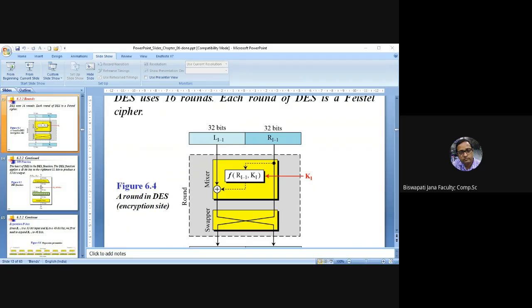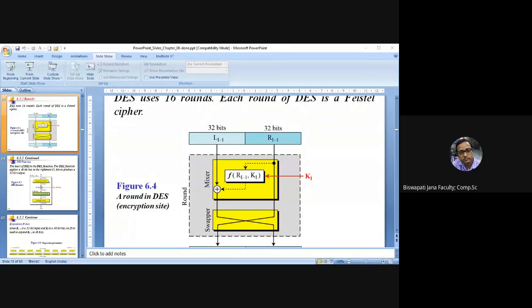So many questions are there, like what is the basic function of this f? What is f? How can this be done? Clear? So we are coming to this part. This function is basically called the heart of the DES, which is the DES function.